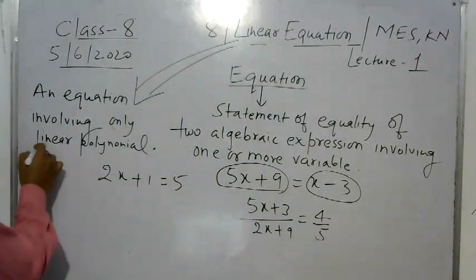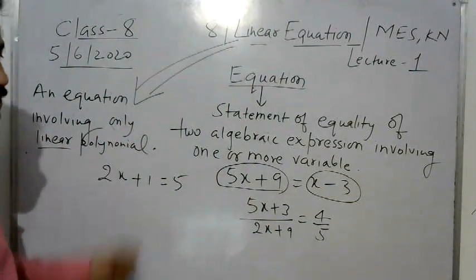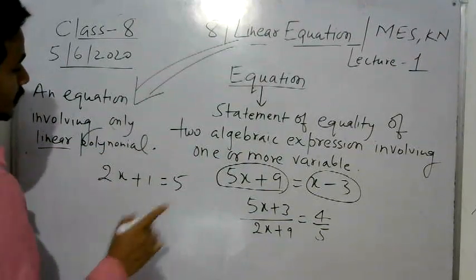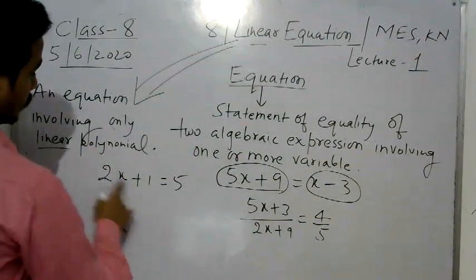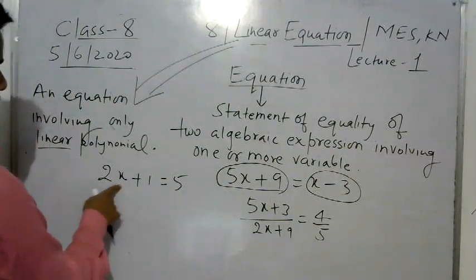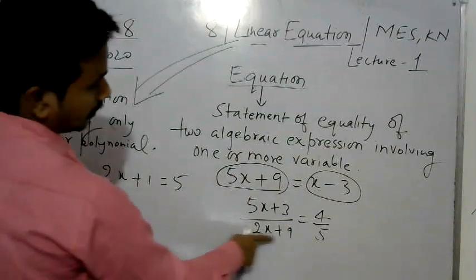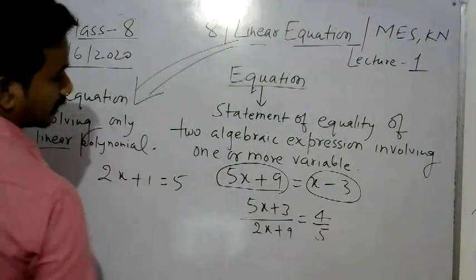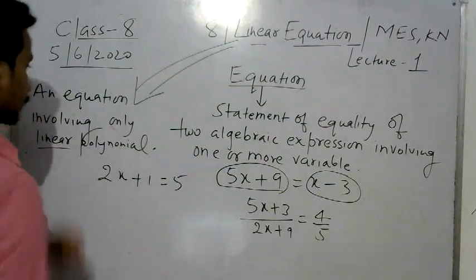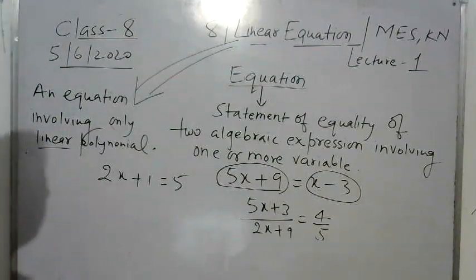For example, what is a linear polynomial? A linear polynomial is a polynomial having degree 1. Degree means the highest power of x. So in all these equations, we see that the degree of the polynomial is 1. Everywhere the degree of x is 1. So this is called a linear equation. Okay.